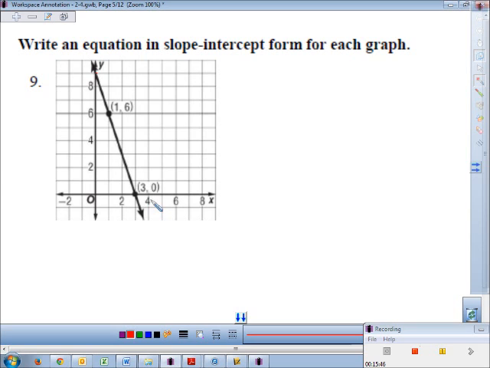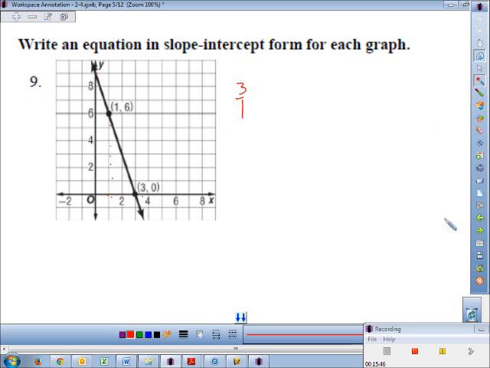I will count. Rise over run. Can we find the slope by counting? Rise over run? Down 6, over 2. So is the slope 6 over 2? Nope. Is it 3 over 1? Is the slope 3 over 1? It's not. What's the slope?